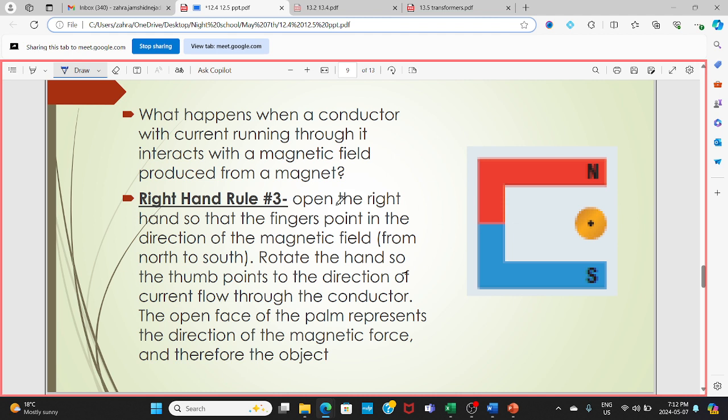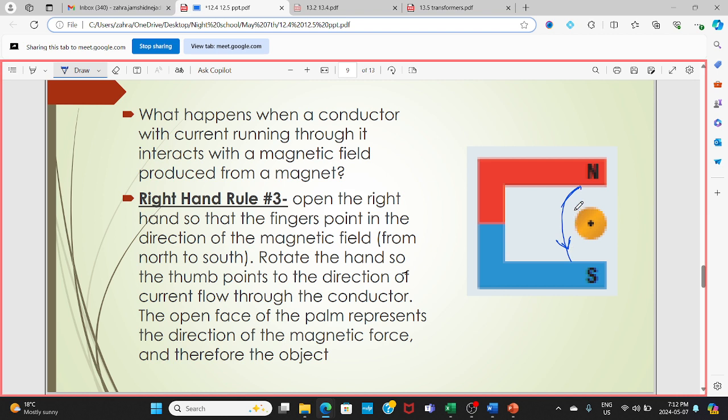Read through that. Open the right hand so that fingers point into direction of magnetic field. Now, someone asked me, what is the direction of the magnetic field? Of course, it's going to be from north to south. These external ones. I'm not talking about the magnetic field of this wire. The external magnetic field, which is from north to south, okay?